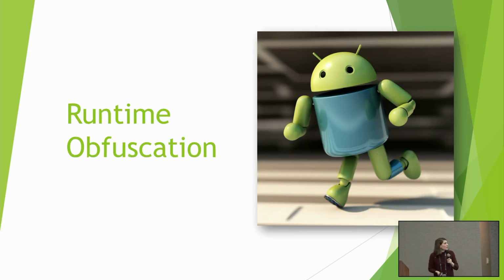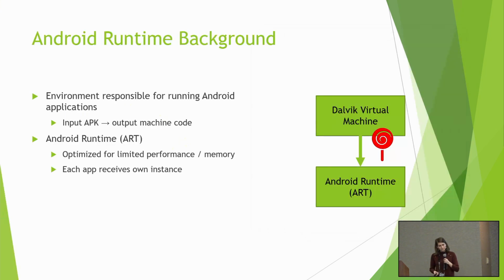That brings me into the primary topic of today's talk, which is going to be runtime obfuscation, which is actually manipulating the Android runtime environment. First of all, just to have a little bit of background into what the Android runtime actually is and how it works. The Android runtime, also known as ART, is basically just a framework whose purpose is to input those APK files, the Android applications, perform a bunch of different compilation, optimizations, and translations basically down to just machine code that is directly executable on the underlying hardware.